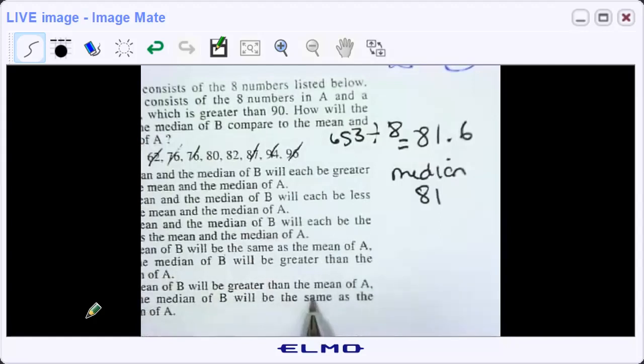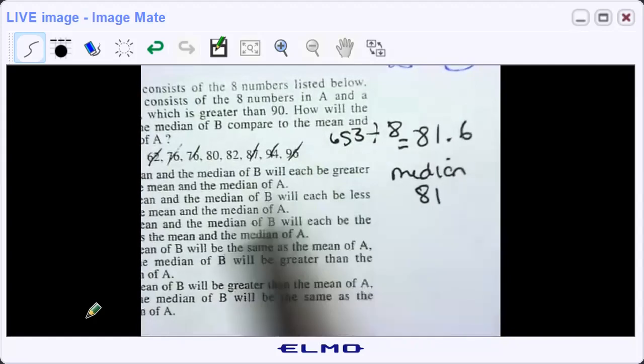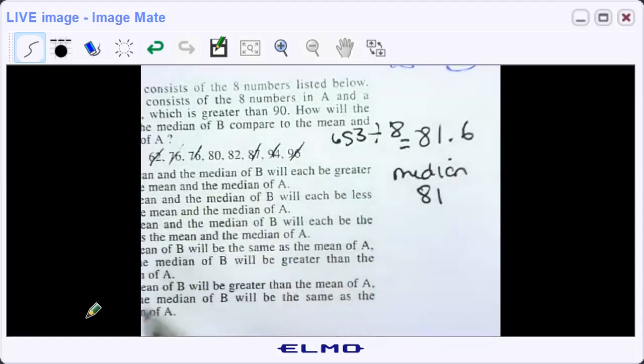The mean of B will be greater than the mean, and the median will be the same. The median is not going to be the same. When we add an extra number, it's going to shift that median. Okay, so really only A and D make any kind of sense.